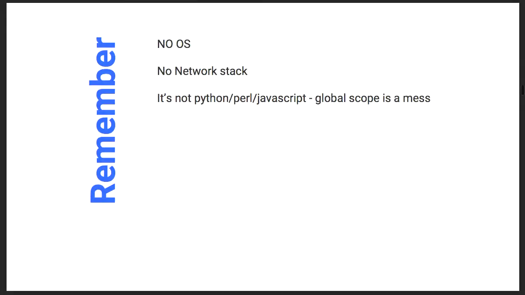Thing to remember, there's no operating system here. There's no network stack. You're not running a thing and then having the network magically do it. You have to understand a little bit. So it can be a little bit of a mess. Global scope is a terrible mess. Unlike Python, where you have scope, in C it's just, you called your variable the same thing as someone else. It's all over. But hey, moving on.